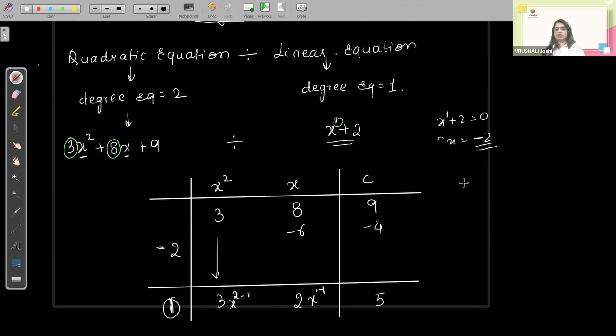So your final answer is 3x raised to 2 minus 1 plus 2x raised to 1 minus 1, which is 3x plus 2x raised to 0. Correct? x raised to 0 is 1. So your final answer is 3x plus 2. This will be your quotient and 5 will be your remainder. Yeah?